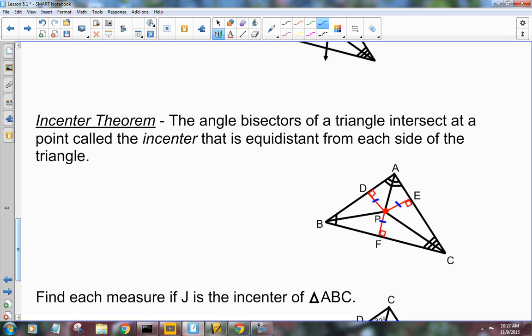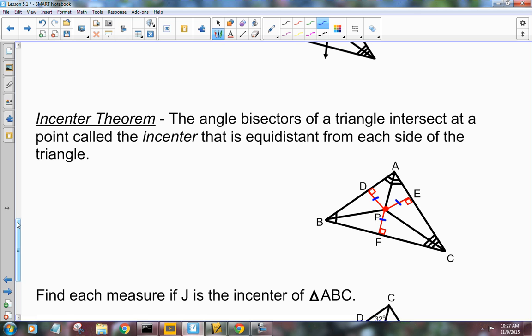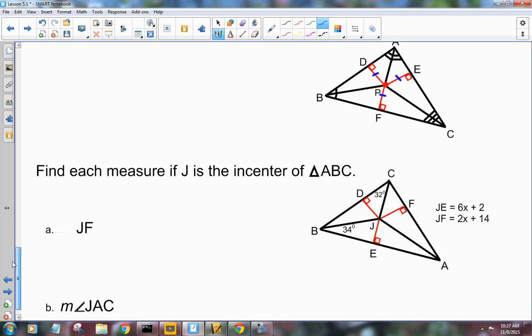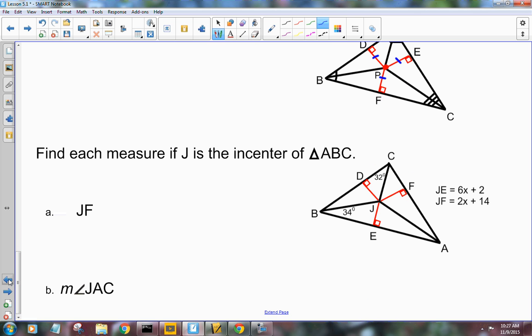Alright, so that's what the incenter tells me. It's created by the angle bisectors, and it is equidistant to the sides of the triangle. Remember, your perpendicular bisectors intersected at the circumcenter, and they were equidistant to the vertices. These are equidistant to the sides. Alright, a couple of examples here.